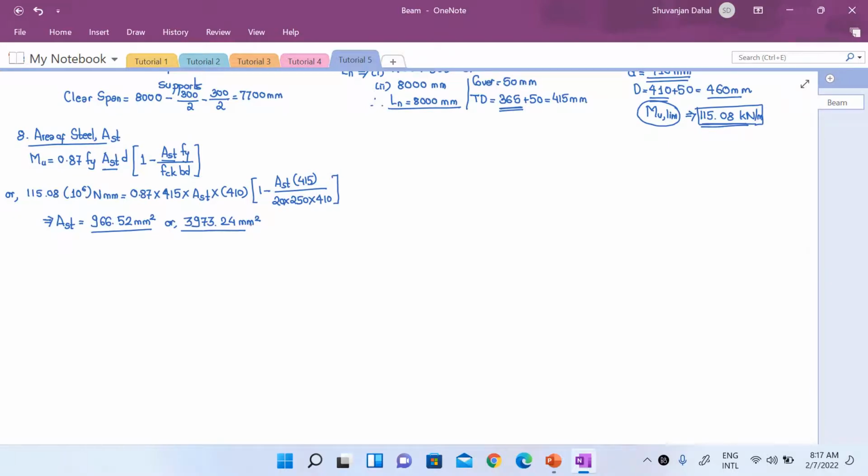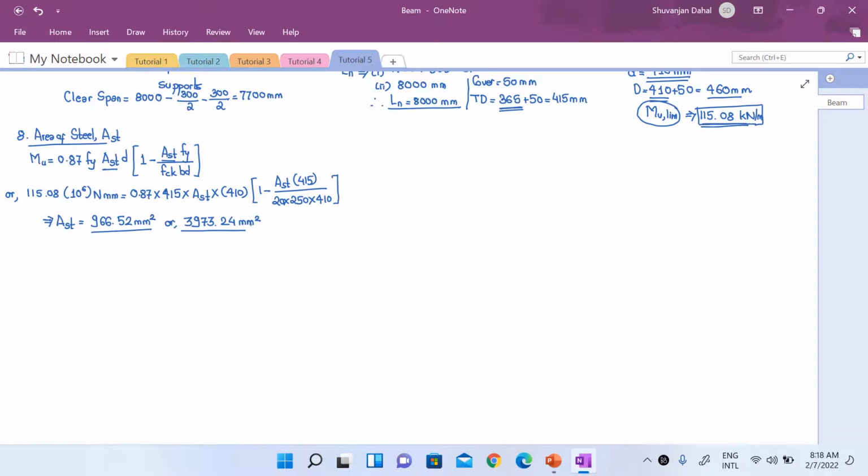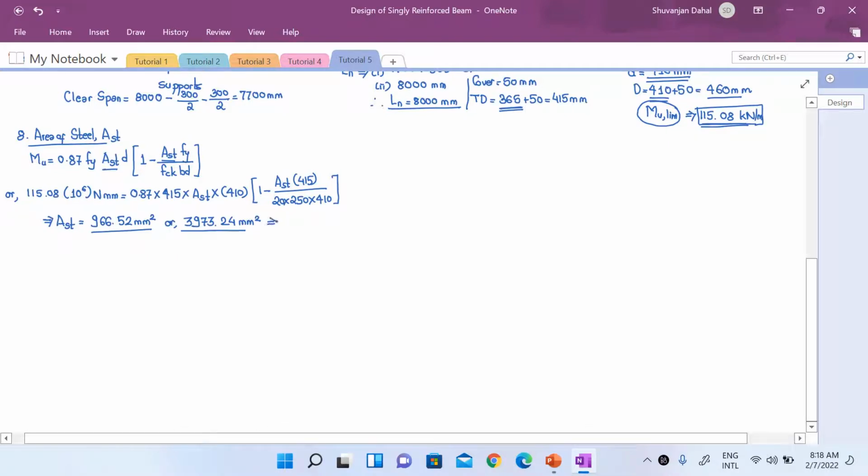So what happens is that we have to take the lower value of AST here, because the lower value of the area of steel gives us the right value of XU here. If we determine the value of XU, then if you use the lower value of AST, which is 966 here, then we can determine the right value of XU. You can check that also, but here I'm just using this lower value.